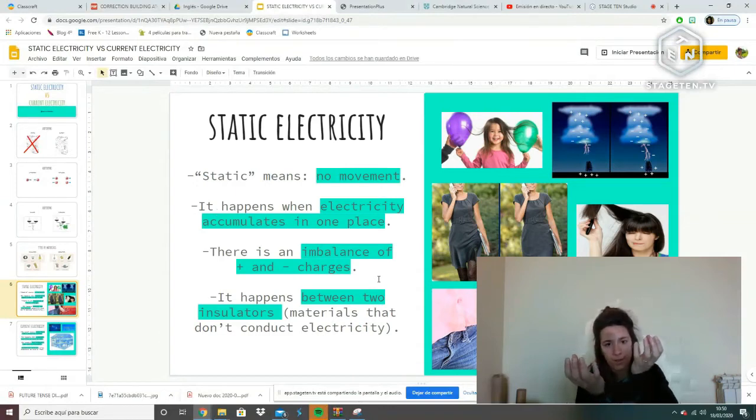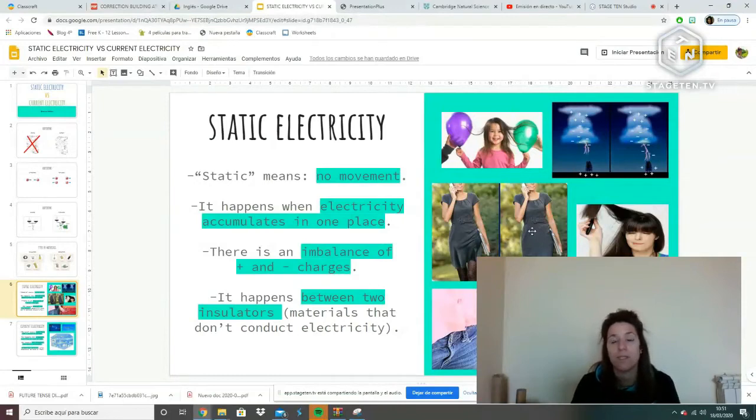They are not in a balanced situation, but we have a difference of charges, more positive than negative or more negative than positive charges. And it happens between two insulator materials. Remember, materials that don't conduct electricity.